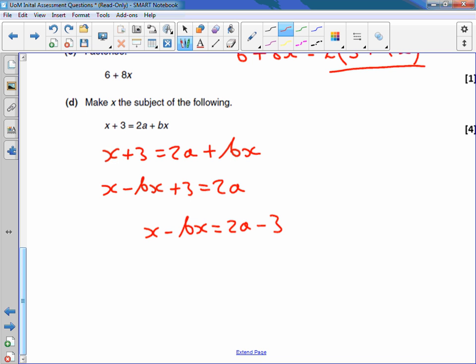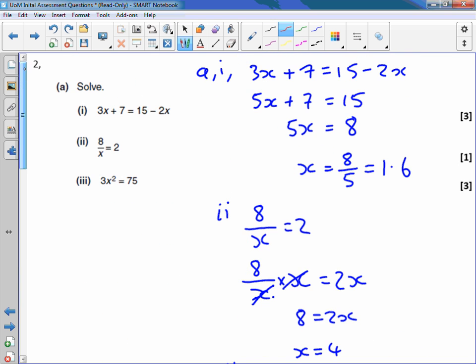Okay, so left-hand side, I've got 2 terms, both of them with an x in. So I can take a factor of x out of the left-hand side like that. So to get x all on its lonesome, all I have to do is divide through by my 1 minus b. So I get x equals 2a minus 3 over 1 minus b. If you left the brackets in the denominator, that's fine, but just redundant. Don't have to worry about it. Okay, that's question 2 done.